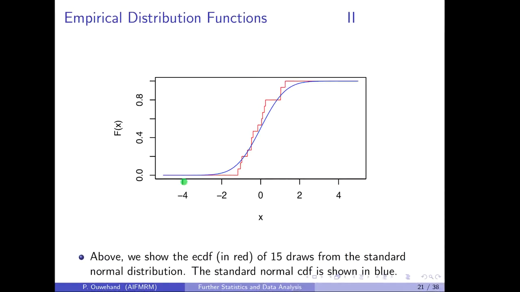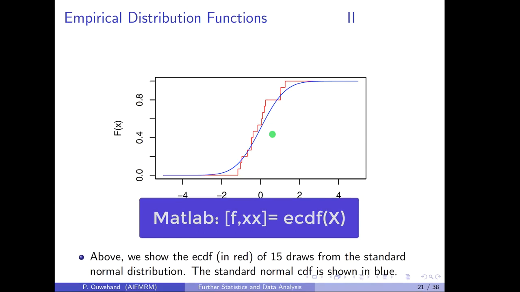Here we show the ECDF of 15 draws from the standard normal distribution. What we have here therefore is a stair function or a step function, and this step function has 15 steps, a step at every one of the sample points. The standard normal CDF is shown in blue here, and as you can see, the step function is an approximation of the blue function. As the sample size increases, the ECDF will more and more closely approximate the actual CDF.